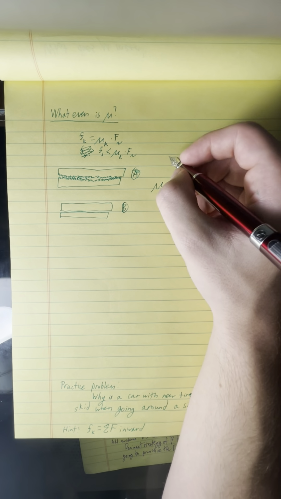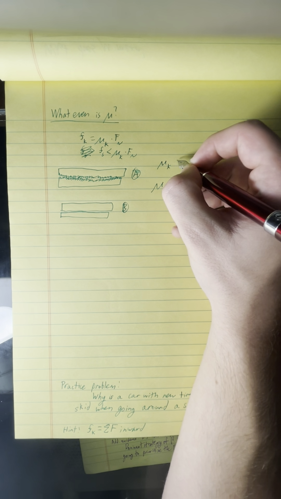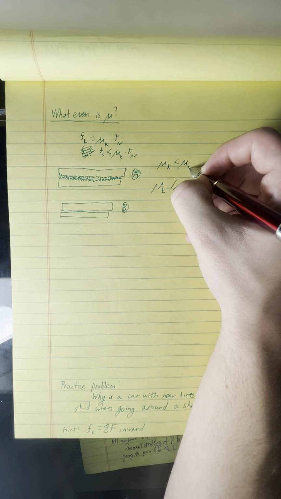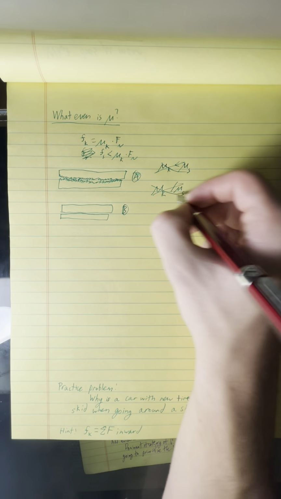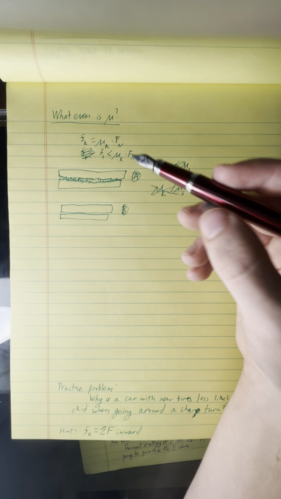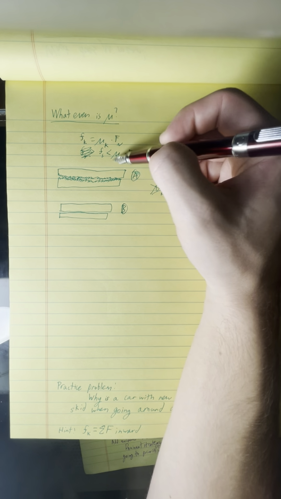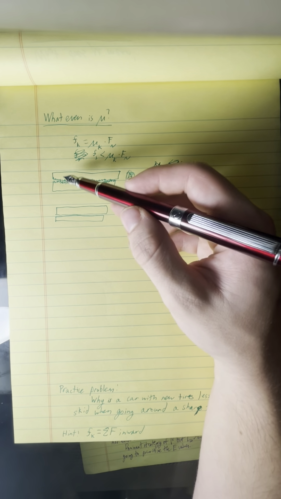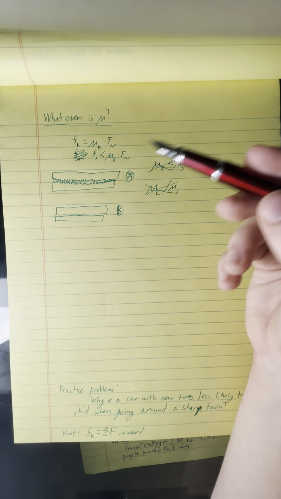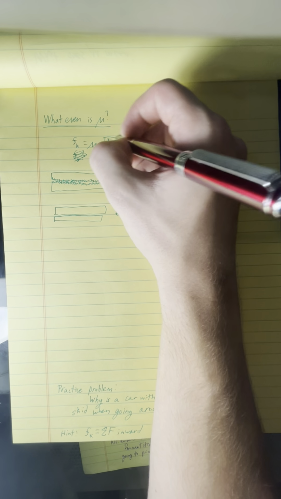Now, a general rule of thumb is that the coefficient of kinetic friction is less than the coefficient of static friction, but that's not really important right now. That's not important to the concept that I'm trying to get across. What I'm trying to get across is that this value right here is basically how hard it is to get two blocks to move.